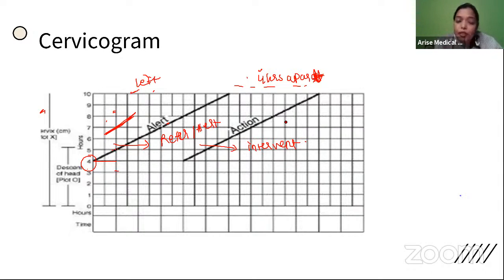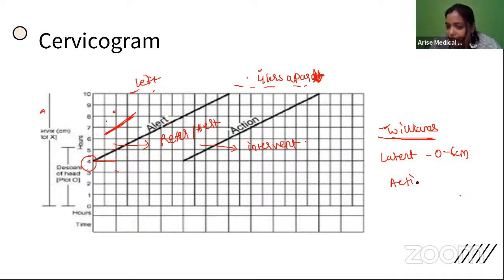The modified partogram still starts at 4 centimeters. But according to Williams, the latent phase is 0 to 6 centimeters, or 5 centimeters, whatever you want, and the active phase is from 6 to 10. So that is according to Williams. But the partogram still starts from 4 only.